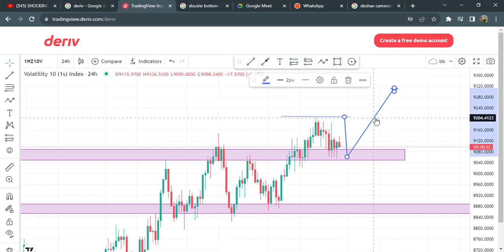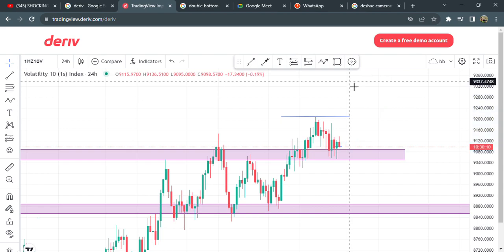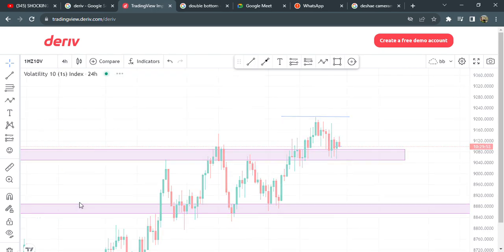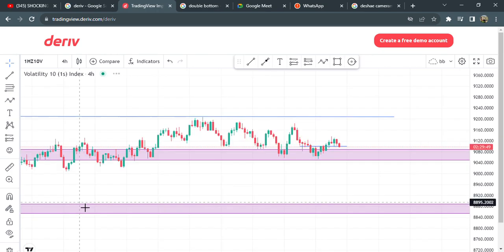Yeah, basically, and that's why you check the market from the higher time frame to know the direction of the market. Then you move to the lower time frames to be able to look for entries. So again, we have looked at the 24-hour chart. So we go down to the 4-hour chart.